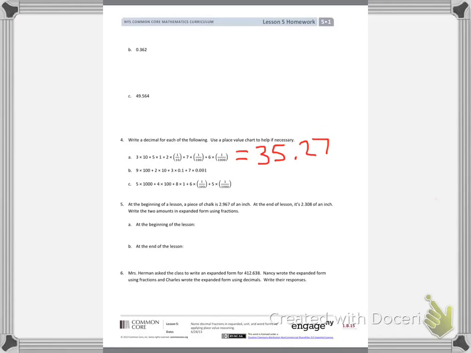Remember that in number 4 on A, we started with the expanded form using fractions, and we ended here. On 5, we start with the value written as a decimal, and we need to complete it then, written out using fractions, like what is written here. Remember to record the values in the proper places. Beginning of the lesson, end of the lesson.